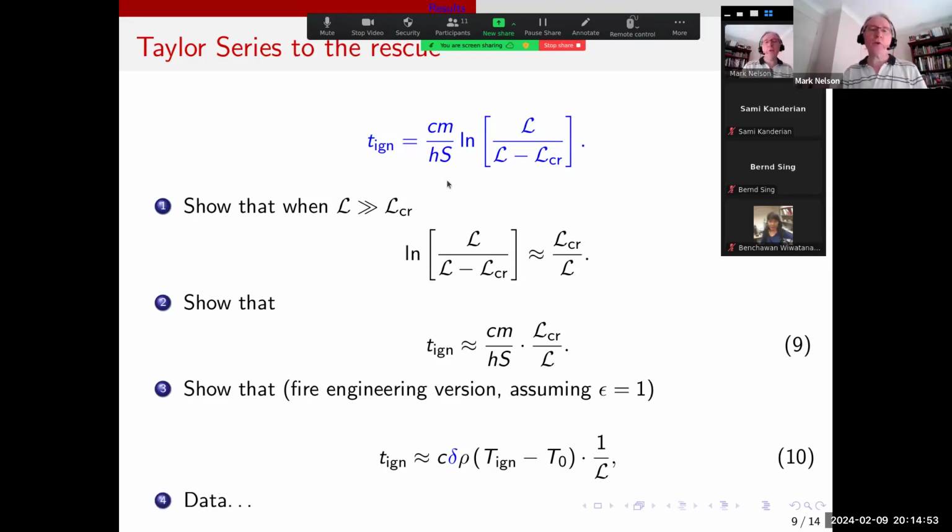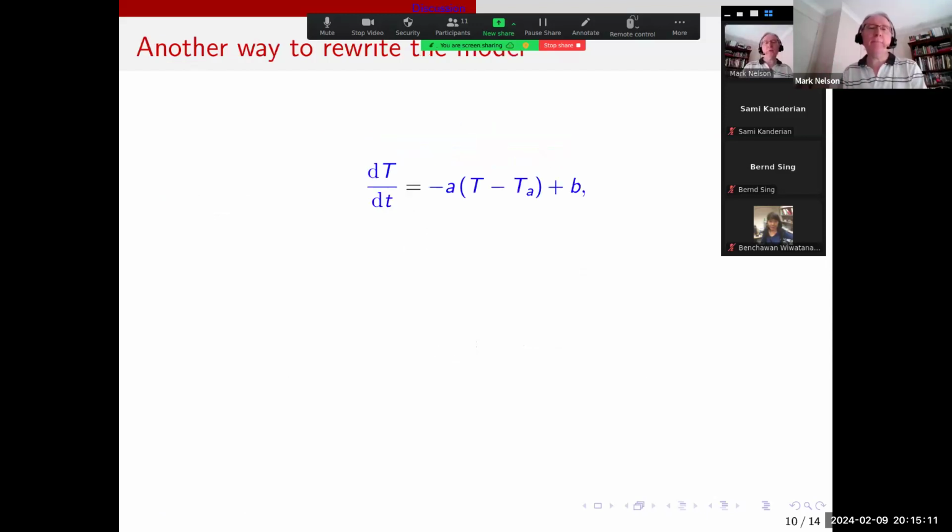So yes, I was hoping to have some data to show you and to show you the regression fits, but I ran out of time. But in the fire engineering literature, there's a lot of data that you can acquire for this kind of fitting, because it's been done quite often.